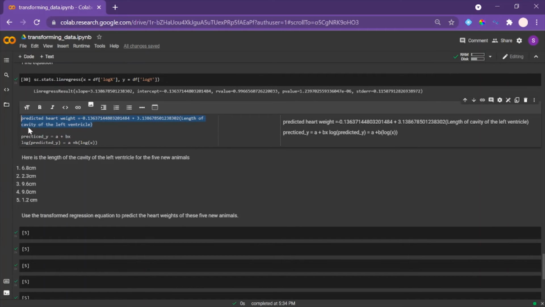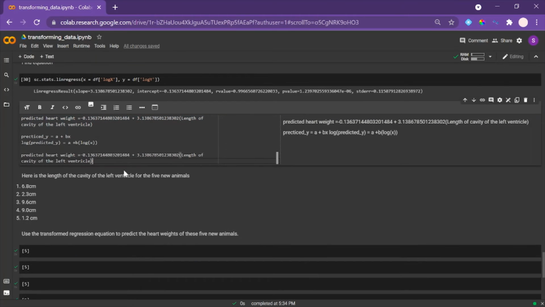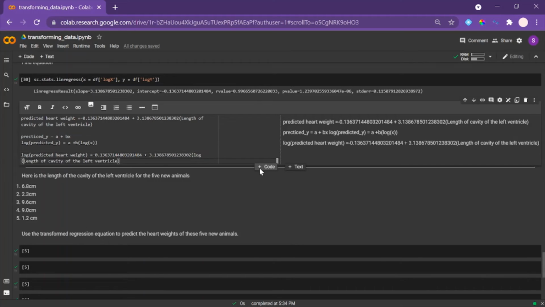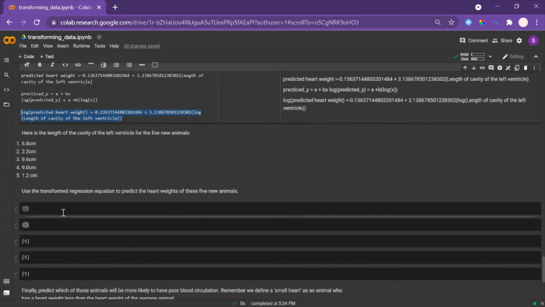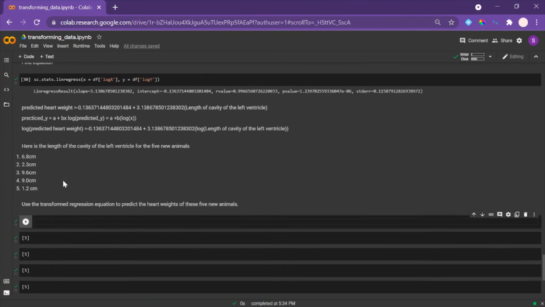So I'm going to go ahead and copy and paste that. So our real equation is actually the log of the predicted heart rate times the log of the length of cavity of the left ventricle. So this is our actual equation. Now we're going to use that equation and we're going to see if we can predict certain values, right? So we're going to actually write the equation. So give me 1 second.